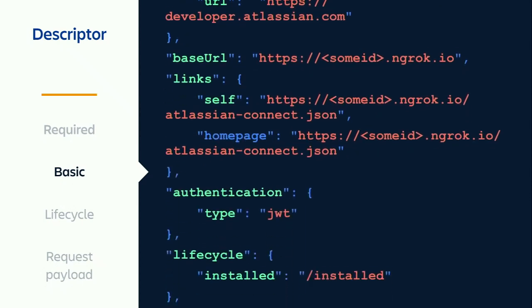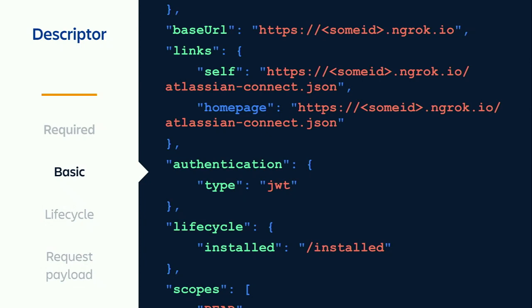Then we have some links here that point to where the descriptor file is, so that's self. If you have a home page that has maybe some marketing materials, you can put that there. And again, these are things that are pulled out of a marketplace that help describe your app.